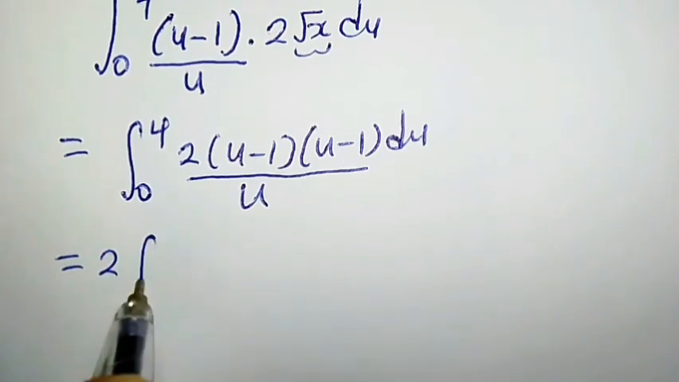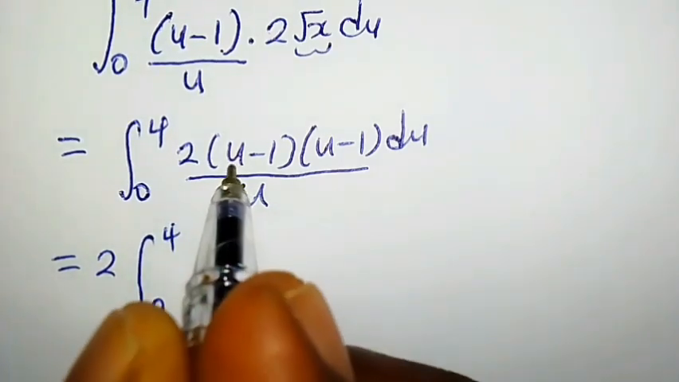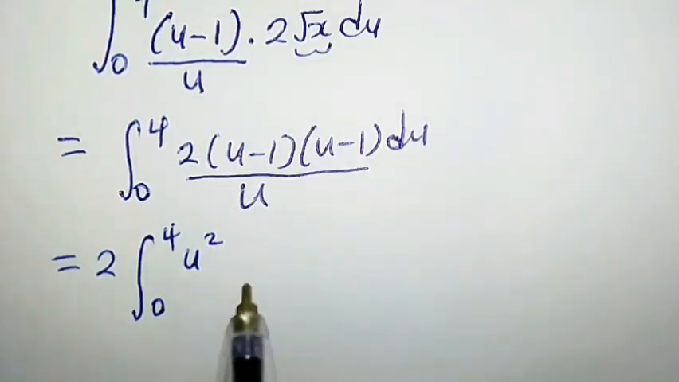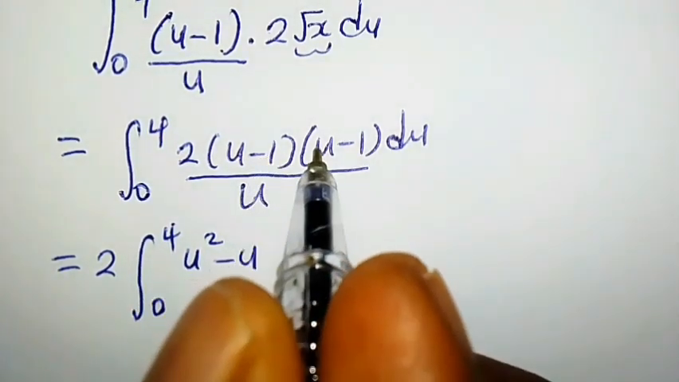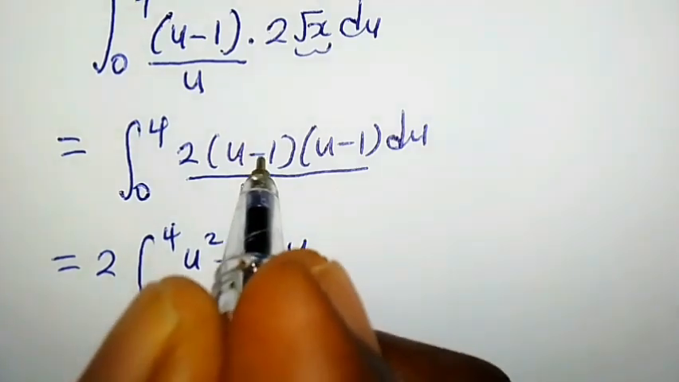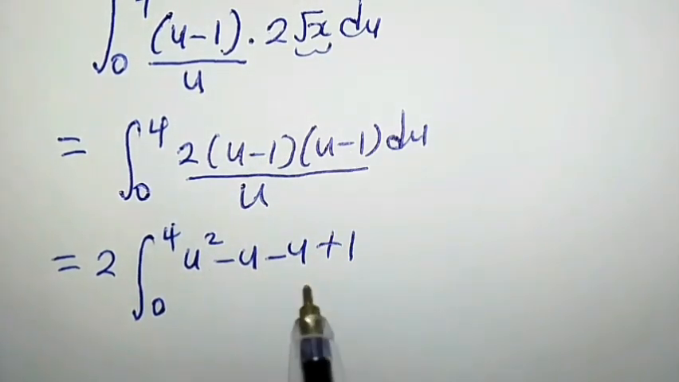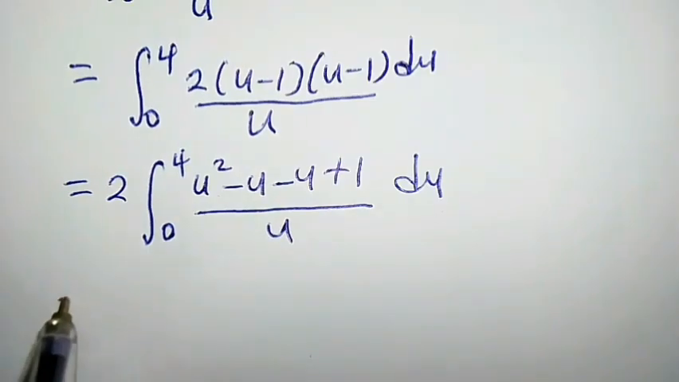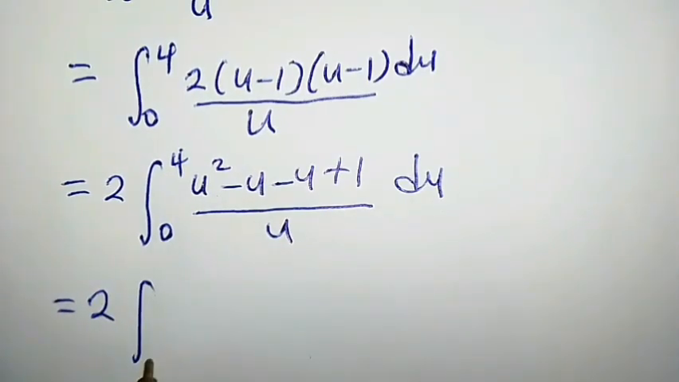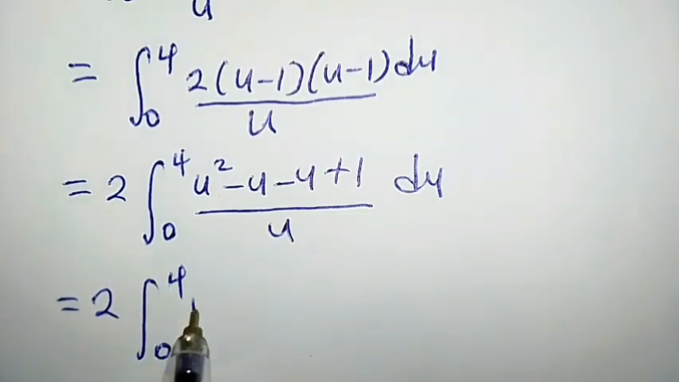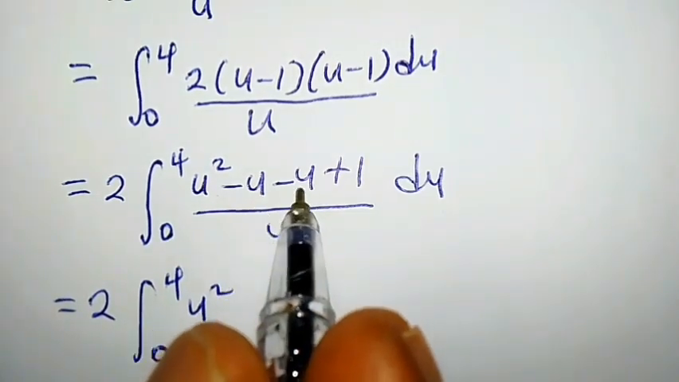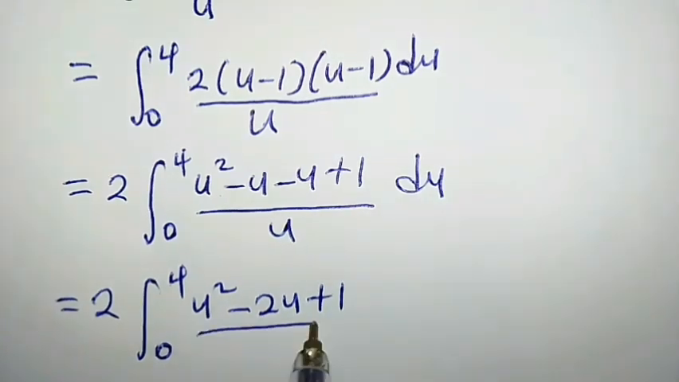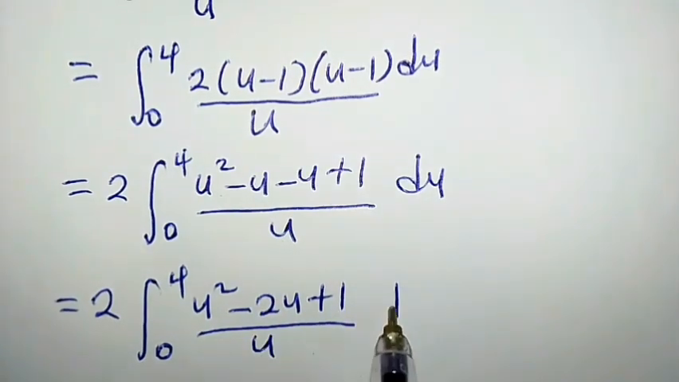So we have 2 times integral from 0 to 4, u times u, that is u to the power of 2, u times negative 1, that is negative u, minus 1 times u, that is negative u, minus 1 times minus 1, that is simply plus 1, over u du. So this is equal to 2 times integral from 0 to 4 u square minus u, that is minus 2u, plus 1 all over u times du.